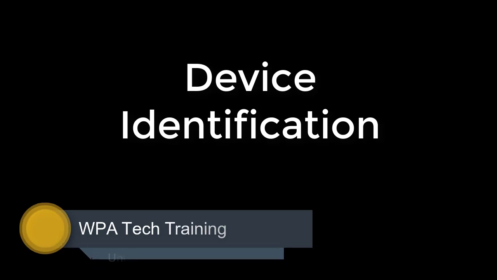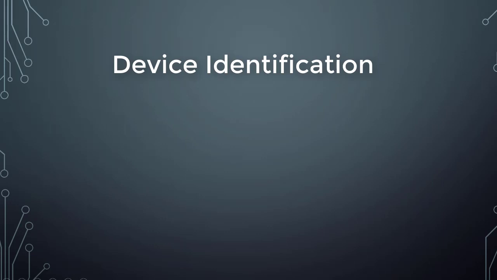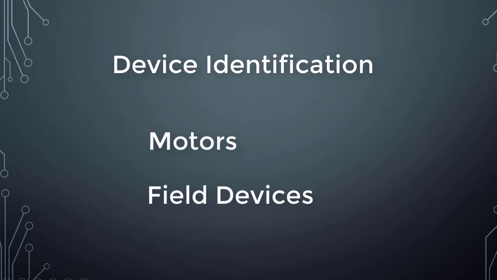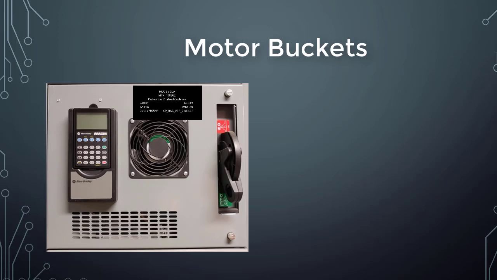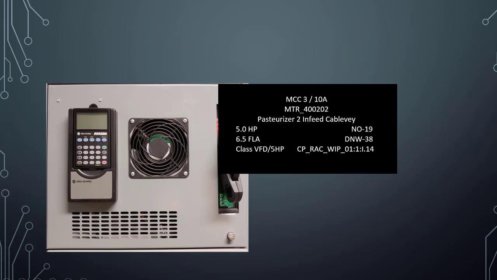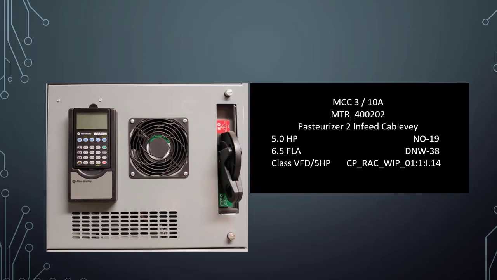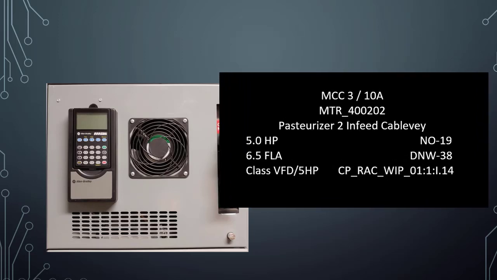Today we are going to be talking about how device tags, device labels, device identification helps us with identifying motors and field devices. A bucket, a motor or device has a black label. We are going to go over all of the parts of that label so that you are better informed on where devices live and how they get back to the control panels and the MCC rooms. Here's a typical device label.